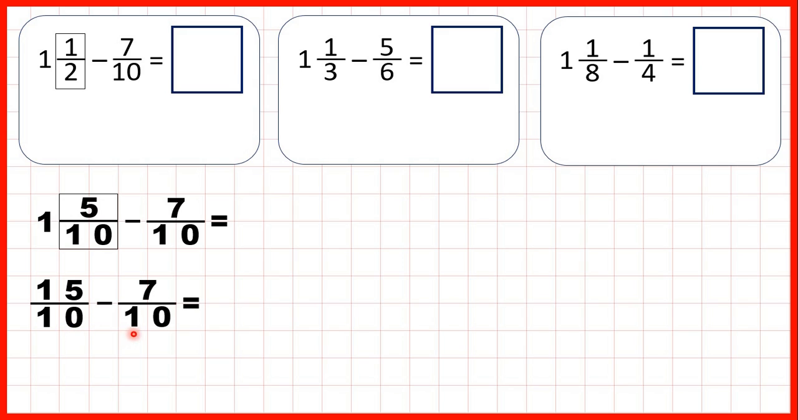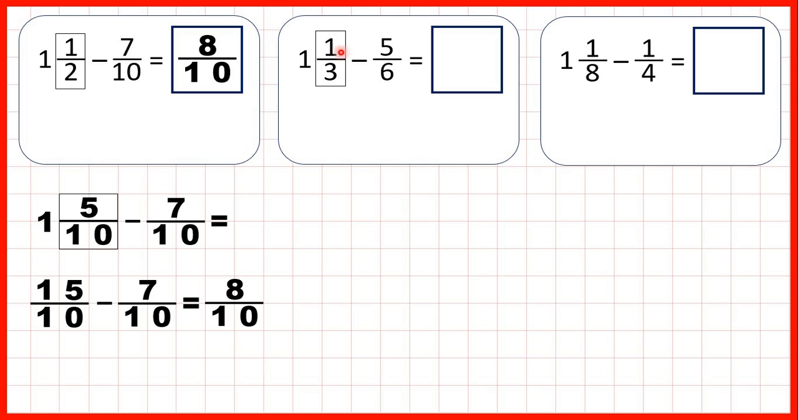So now we can subtract 7/10. The denominator stays the same in our answer, and 15 minus 7 is 8. So our answer is 8/10. Now we have 1 1/3 minus 5/6. Again, we need the denominators to be the same, so we need to find a fraction equivalent to 1/3, which has a denominator of 6.